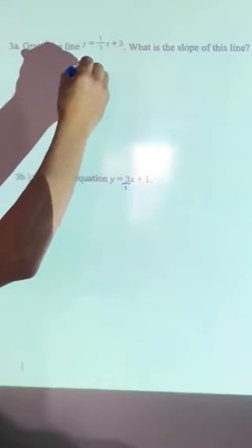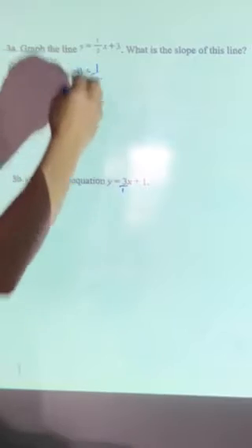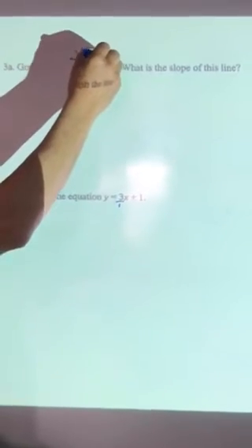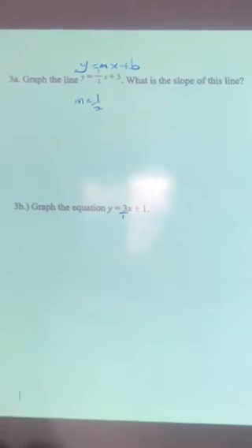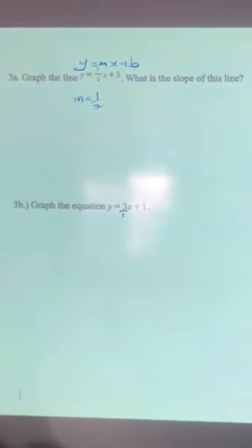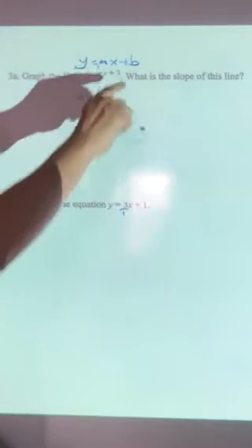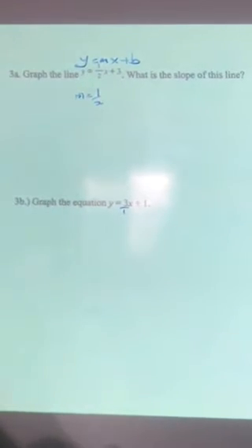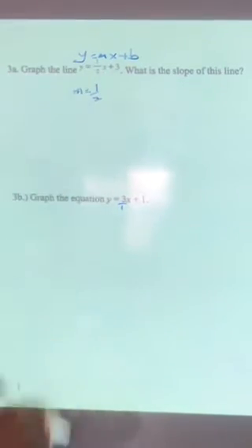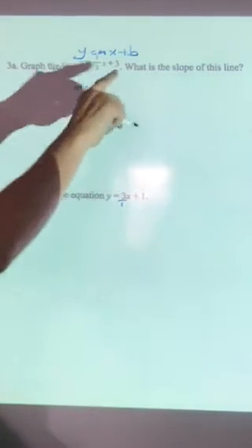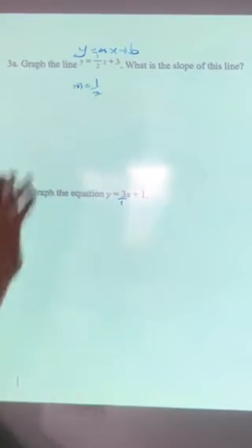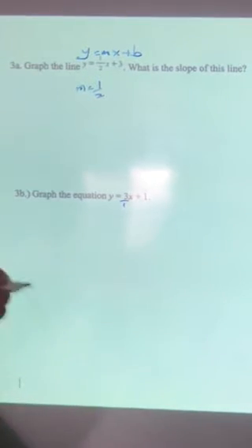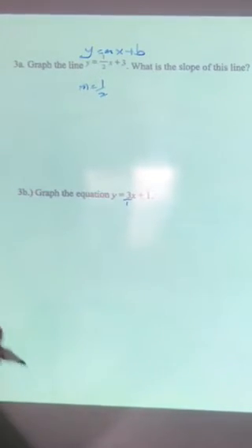m equals a half, because y equals mx plus b. The m is always the number before the x, and the b is always the number after it. And the b is also lonely. It's out there on the edge, and it doesn't have an x or a y beside it. So if the equation is in this form, then it's easy to get your m and your b. Your slope is m, and b is the y-intercept.